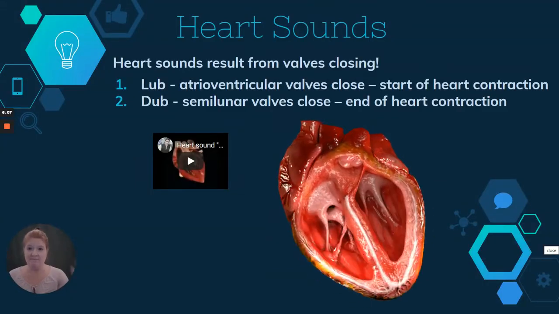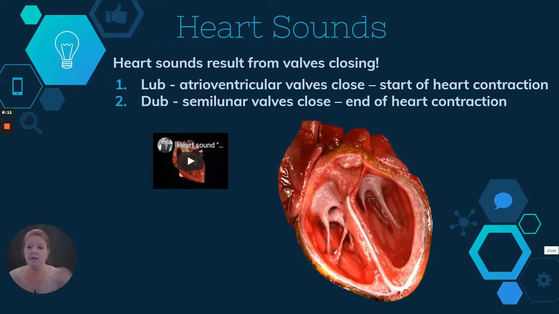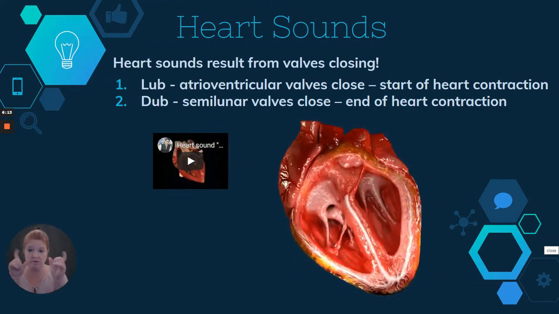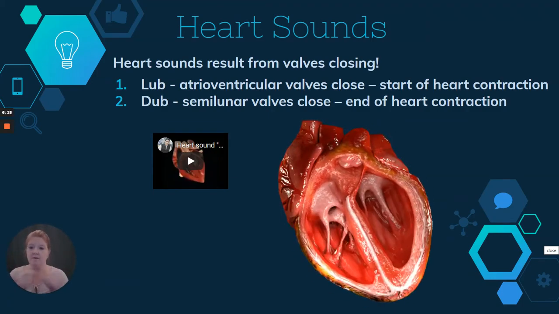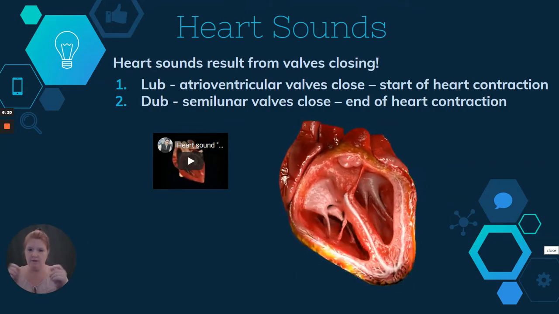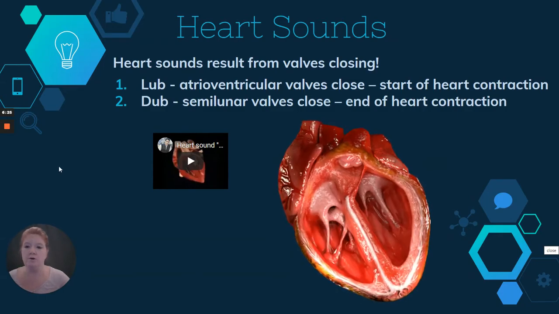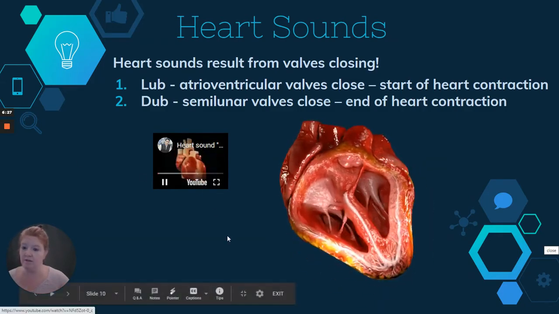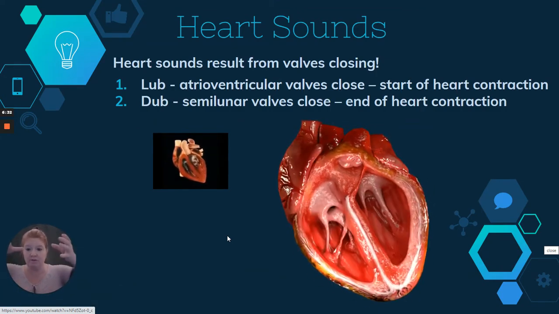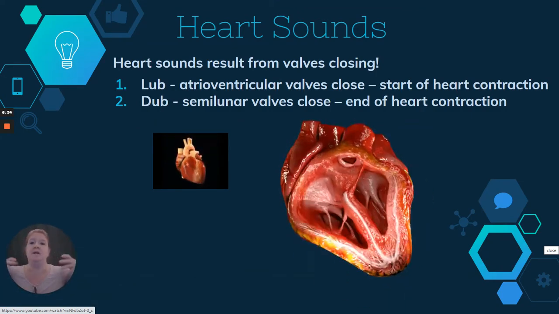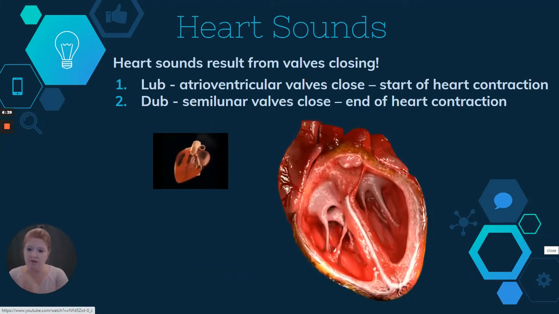Okay, the heart sounds. All right, so it's related to the contraction. So the lub sound is first, and that's when those atrioventricular valves close, the valves between the atria and the ventricles. And then the dub sound is when the semilunar valves close. Okay, that's after the blood's been pushed out of the ventricles. Okay, so we'll see if it actually plays through in the video, but I'll talk through it. So lub, atrioventricular valves close, and dub, the semilunar valves close. And it's all based on that contraction of the ventricle.